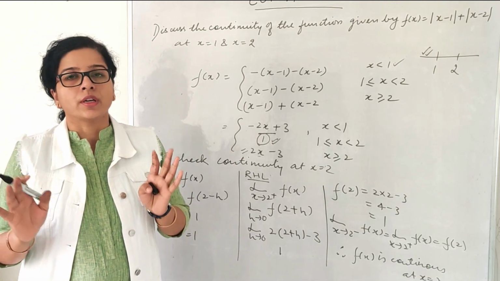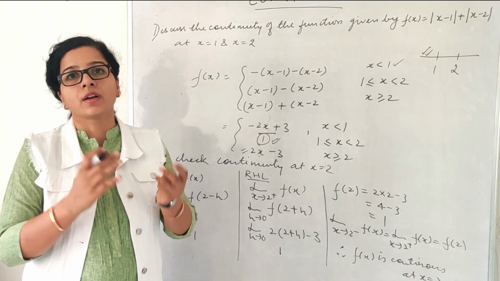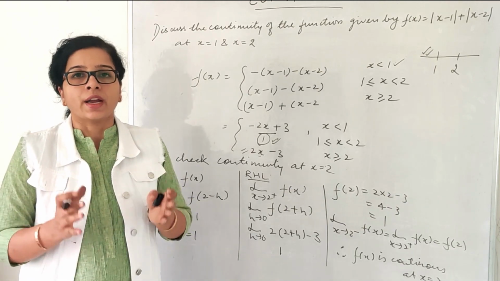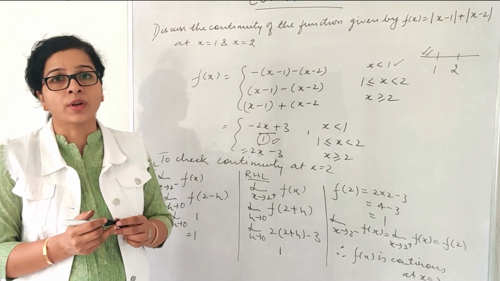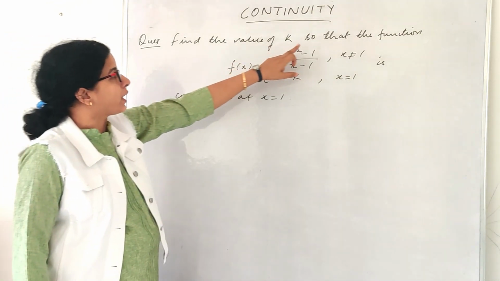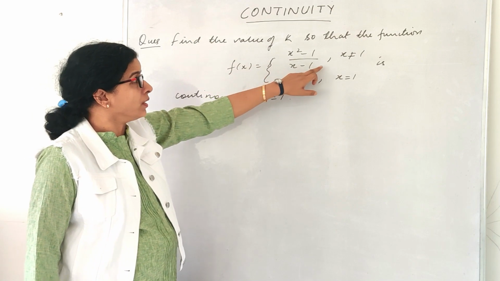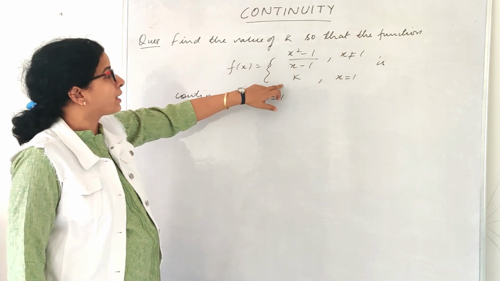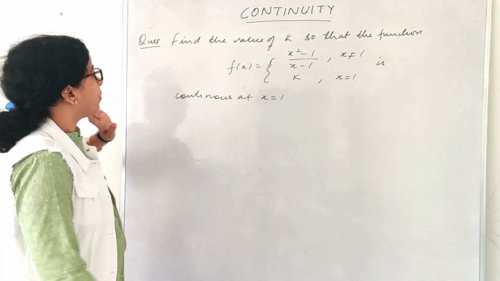Okay, so this is the procedure to check whether my function is continuous or not. Now move to the next set of questions where you will be provided the function is continuous and you have to find the value of the unknown quantity. So the question says, find the value of k so that the function f(x) equals x square minus 1 upon x minus 1 when x is not equal to 1 and k when x is equal to 1 is continuous at x is equal to 1.